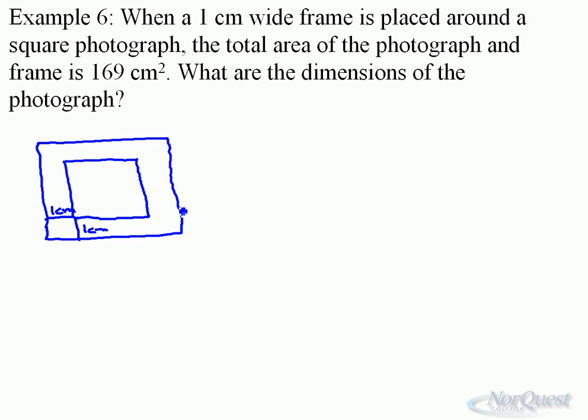It says the total area of the photograph and frame is 169 square centimeters. What are the dimensions of the photograph? We don't know the dimensions of the photograph, but we do know it's square, so the length and width are the same value. So we'll let x represent the length and width of the photograph.